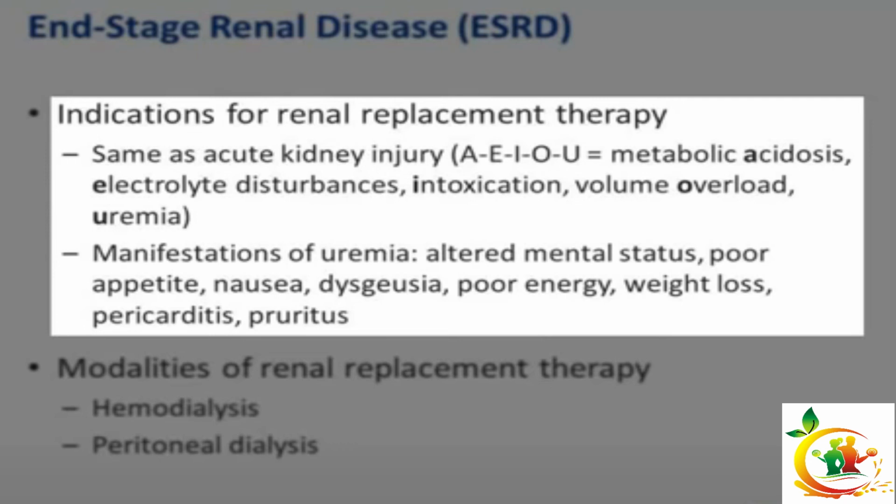Of note, the initial goal is usually to manage any of these indications with conservative management if feasible, prior to initiating renal replacement therapy. Often the most subtle or variable indication for renal replacement therapy is uremia. Uremia may manifest as altered mental status, poor appetite, nausea, dysgeusia, poor energy, weight loss, pericarditis, and/or pruritus. It is important to monitor for these symptoms as renal function declines.